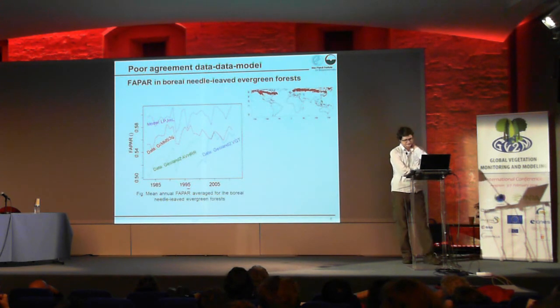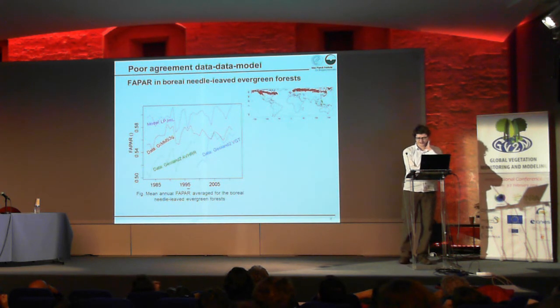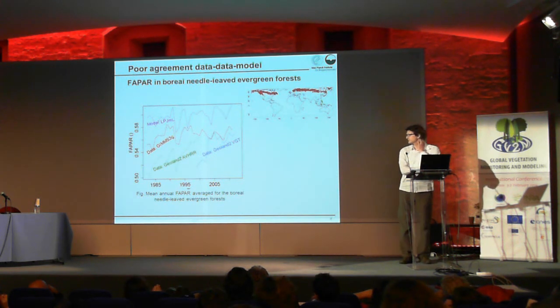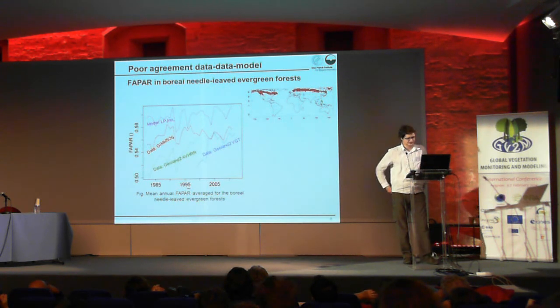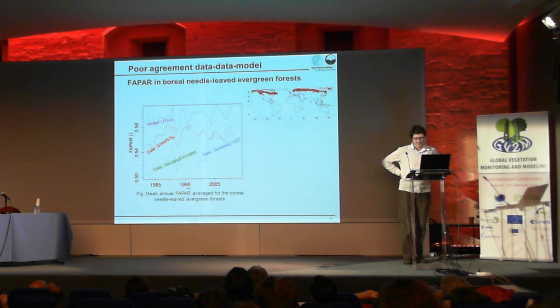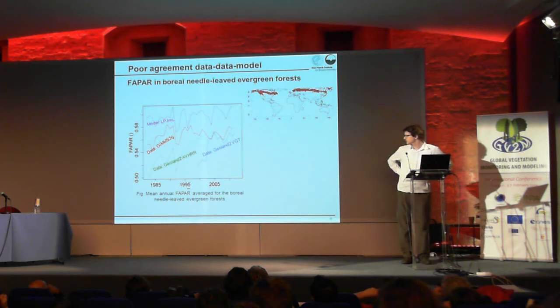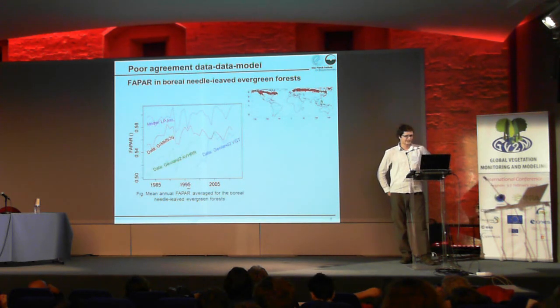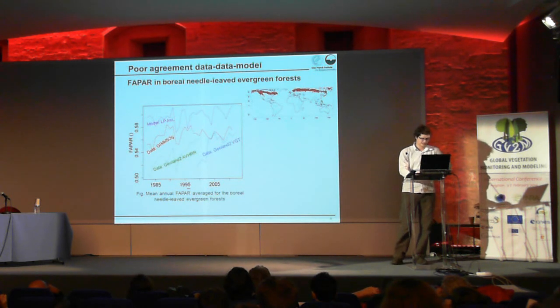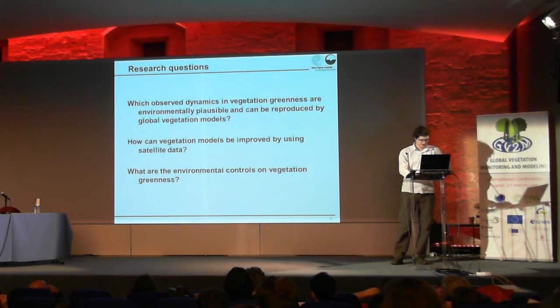So finally, when looking at the FAPAR trend averaged here for all the boreal needleleaf evergreen forests, we can see that there's a large jump in the GeoLand dataset, due to the dataset originating from two different sensors, AVHRR and SPOT Vegetation. And this is also one of the reasons why we decided from now on to use the GIMMS dataset for optimization of the model.